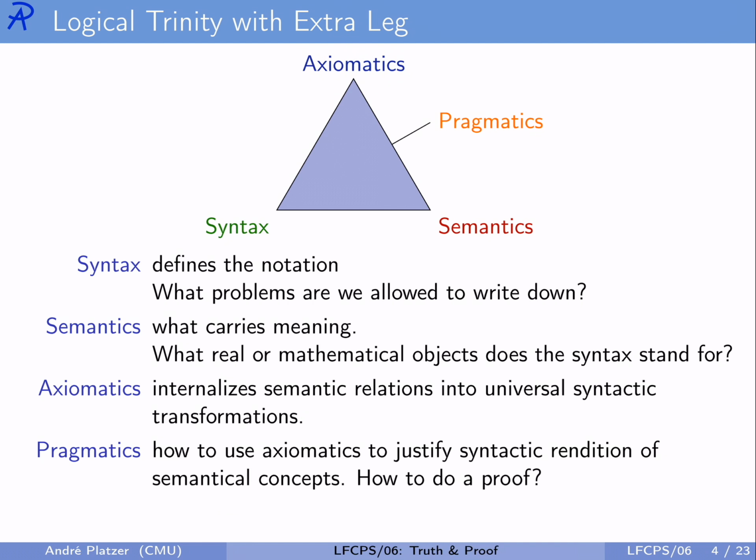We had a logical syntactic axiom, which once and for all taught us that two logical formulas are always equivalent, so we can swap out one for the other in any place. But none of what we saw so far told us how to pragmatically go about using the axiomatics to justify the syntactic rendition of semantical constructs. How do we even do a proof in the first place? In what order do we proceed?